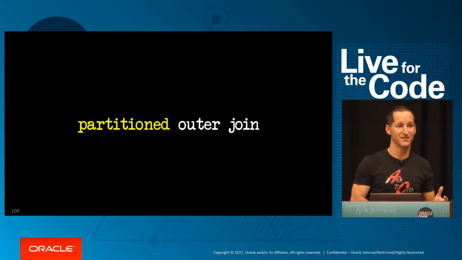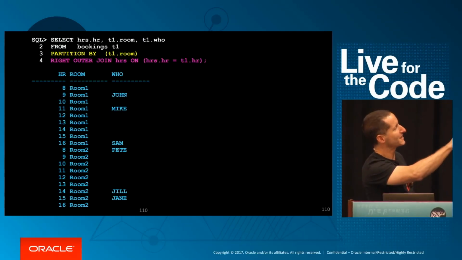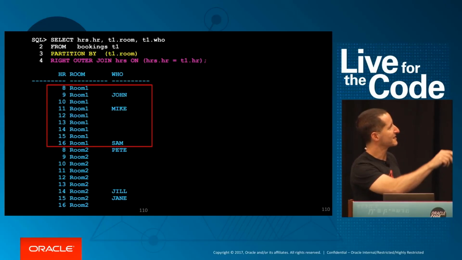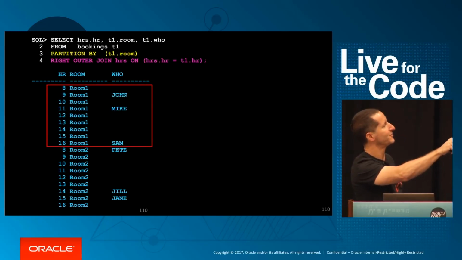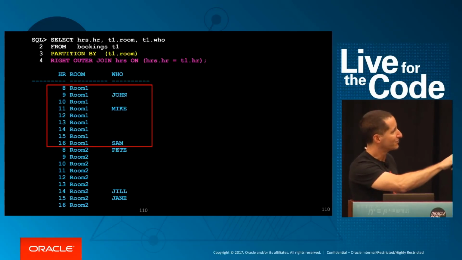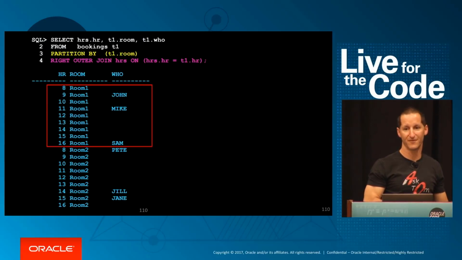It's actually trivial. A lot of people write a lot of code to work around this, but it's actually always been there since Oracle 9. Partitioned outer join, it literally is PARTITION BY and then a stock standard outer join syntax. And what this does is says, okay, you're partitioning by room, so I'd give you a join to the hours table for room 1 as I encounter it, room 2, and so forth, up to the number of rooms that are in the table. It actually works pretty cool.